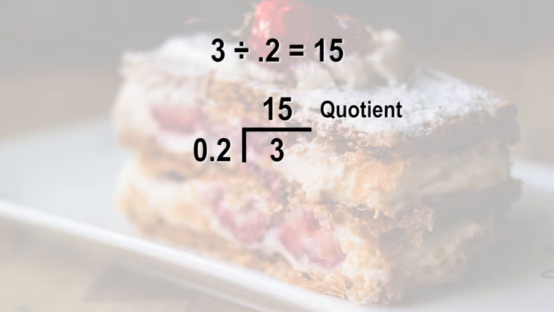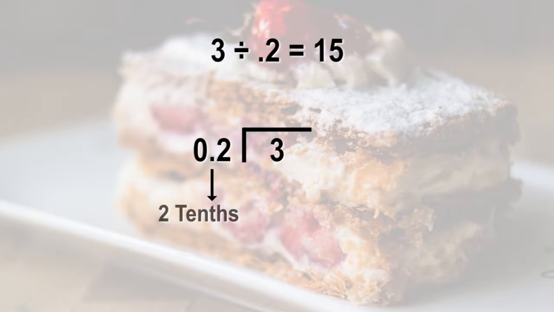We have the quotient 15, the dividend 3, and the divisor 2/10. Looking at the equation without the quotient, we can read and write it out differently to remove the decimal point. We can reason that 0.2 can be thought of as 2/10. We can also say that 3 can be thought of as 30/10.